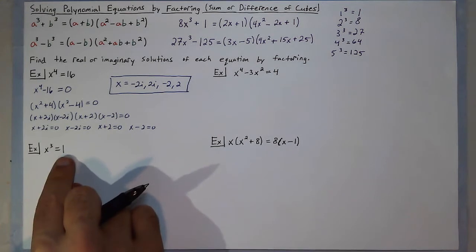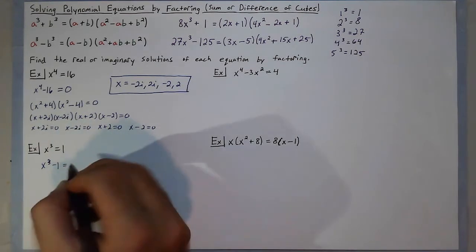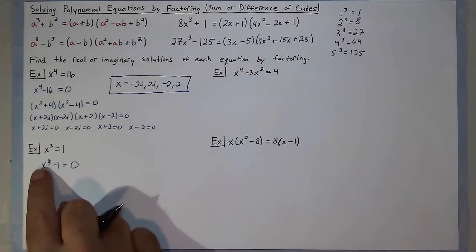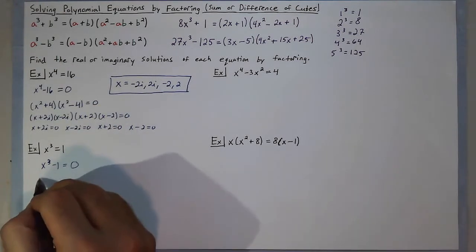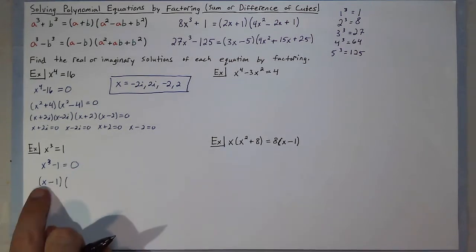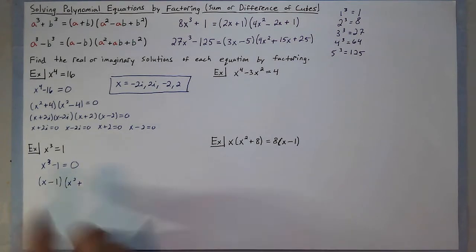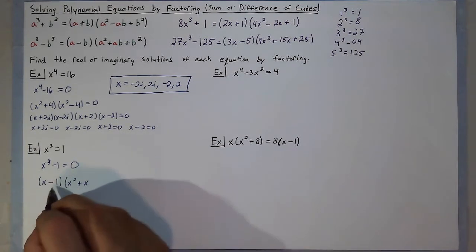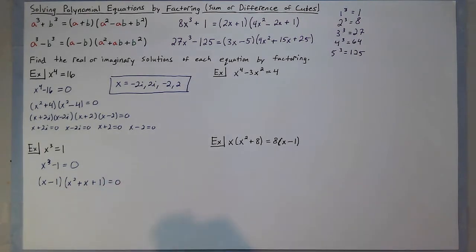Yeah, 1 is a perfect cube, but you're going to find all of the solutions if you move everything to one side and factor. So x cubed minus 1 is equal to 0. So now I'm going to factor this difference of cubes. So the cube root of x cubed is x, minus the cube root of 1, which is 1. The other factor is going to be the first term squared, then plus x times 1, x, and then plus again 1 squared, which is 1.